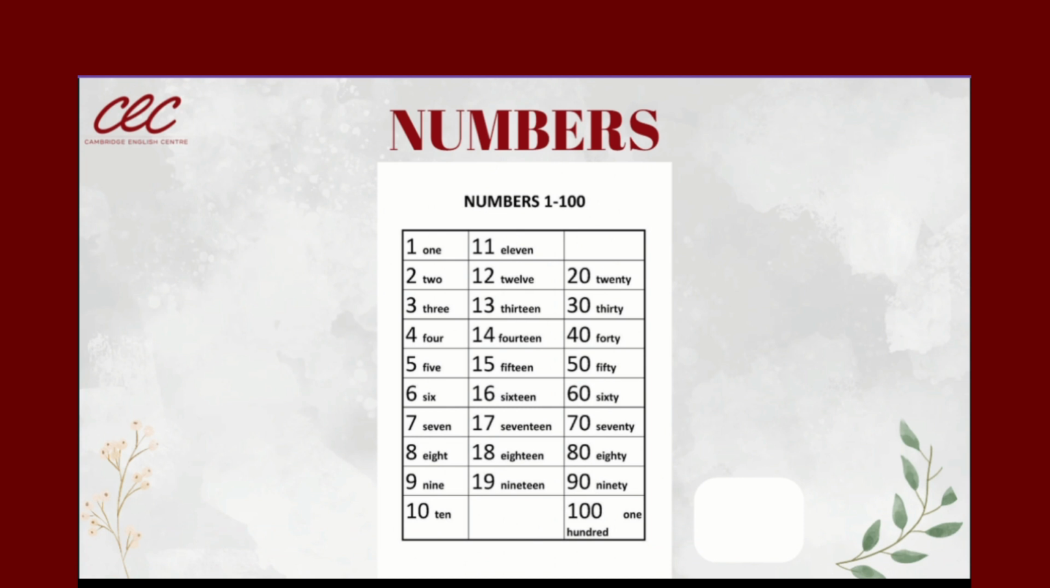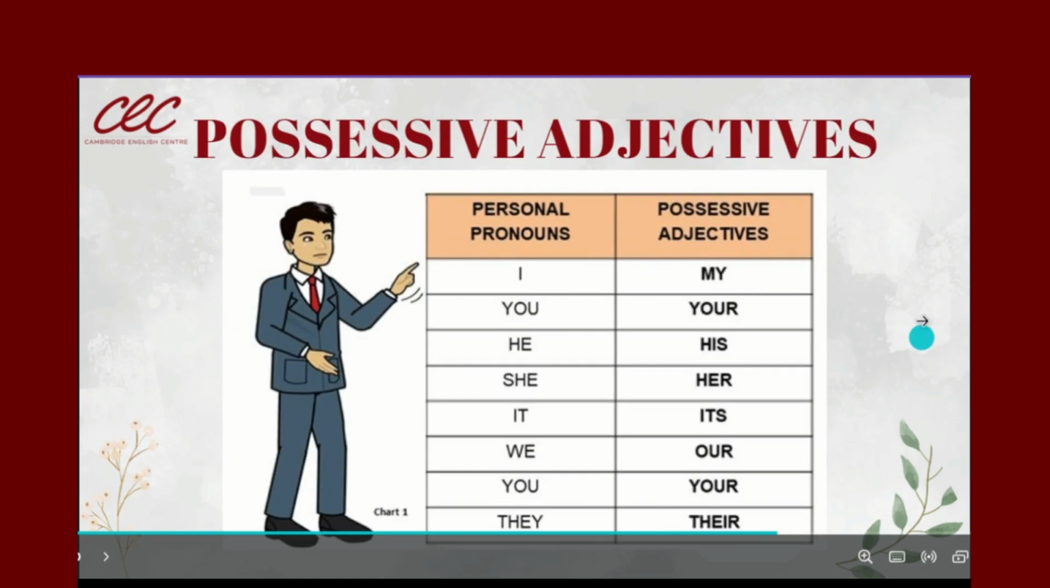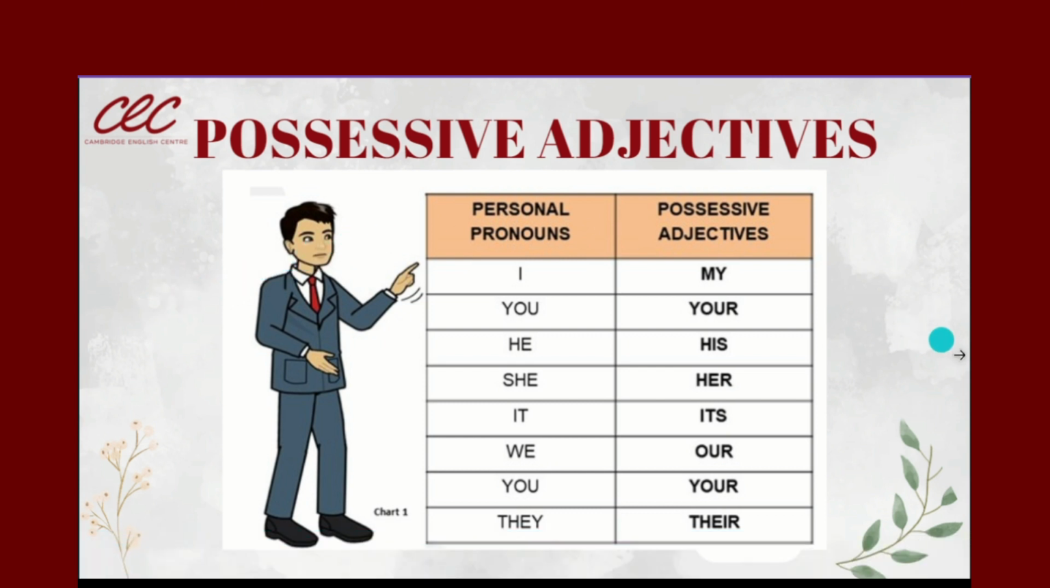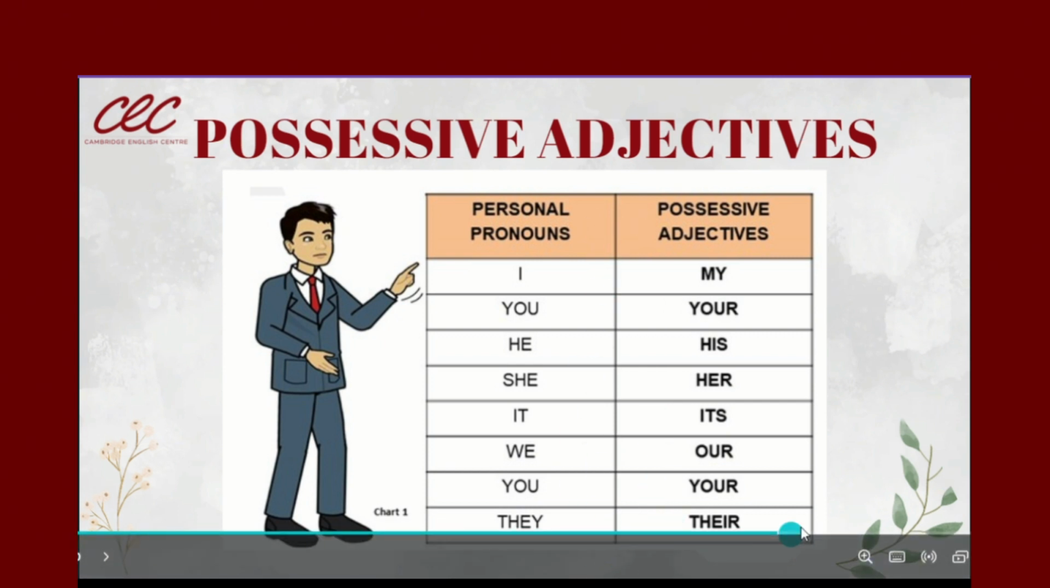Okay. Now, let's continue. We have possessive adjectives here, okay? Let's see. In this box, we have personal pronouns that we already know as the subject of the sentence, okay? What is the subject of the sentence? The one who realizes the action, right? And then we have the possessive adjectives here on the other hand, okay?